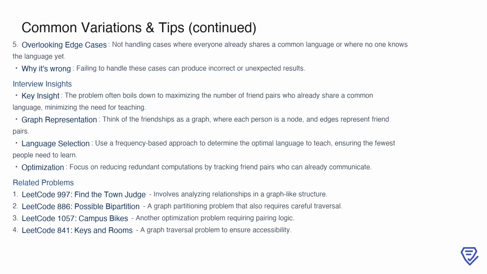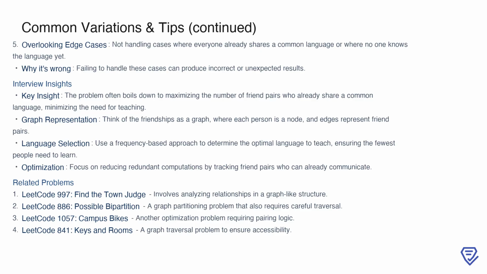Now, let's consider edge cases and some strategic insights for this problem. Overlooking edge cases is another frequent issue. For example, you might encounter scenarios where everyone already shares a common language, or conversely, where no one knows any language in common. Skipping these edge cases can lead to incorrect results, so it's important to handle them explicitly. A key insight to simplify the problem is to focus on maximizing the number of friend pairs who already share a language. By doing this, you minimize the teaching required.